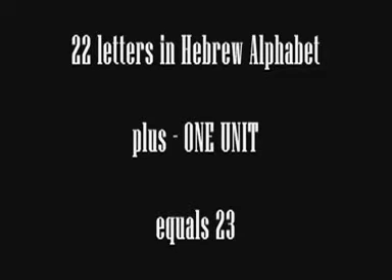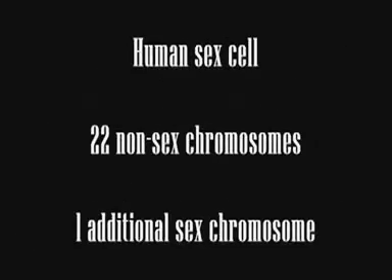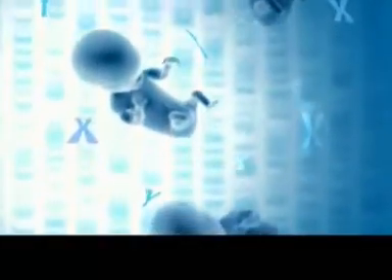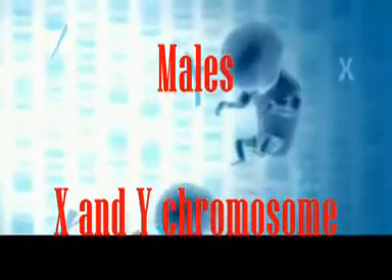In the same way, the set of 23 chromosomes in a human sex cell consist of 22 non-sex chromosomes, which are identical in both male and female cells. And like the Hebrew alphabet code, one additional unit, a sex chromosome, completes the code. These are the famous X and Y chromosomes, characteristic for the female and male respectively. In the non-sex cells, males have an X and Y chromosome, while females have 2 X chromosomes.